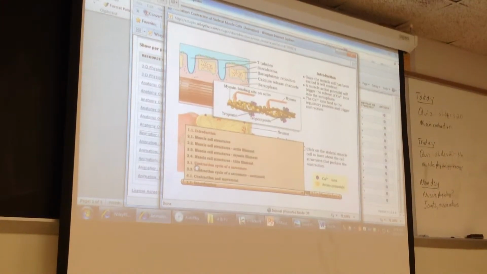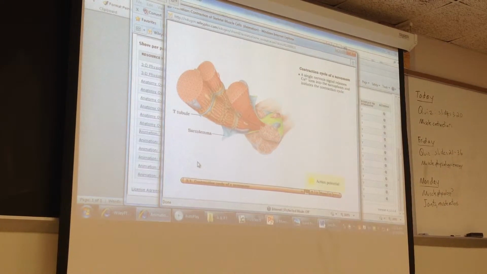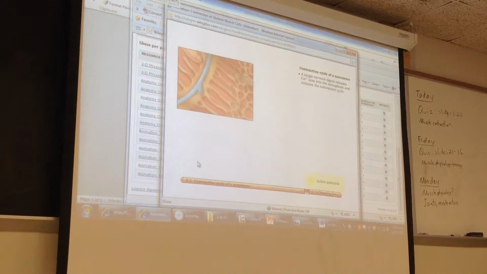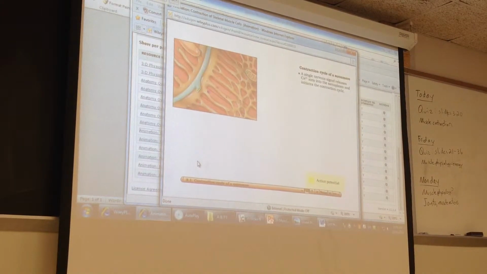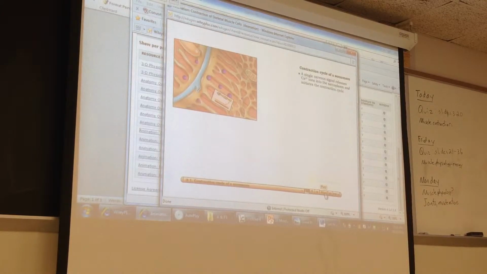All the way down to this one. Let's take a look at the contraction cycle. This is kind of where we were ending up last time. We just talked about this briefly. A muscle action potential triggers the release of calcium ions into the sarcoplasm, initiating a contraction cycle. So they are coming from that sarcoplasmic reticulum into the sarcoplasm.